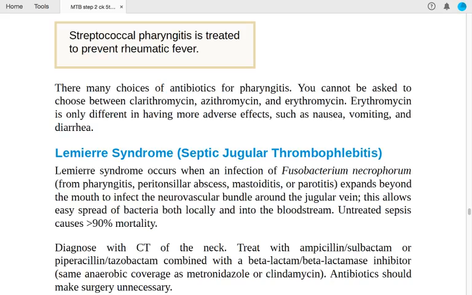There are many choices of antibiotic for pharyngitis. You cannot be asked to choose between clarithromycin and erythromycin. Of course, erythromycin is only different in having more adverse effects such as nausea, vomiting, and diarrhea. So, you're not going to be tested on choosing between antibiotics which we can already use in a patient. Of course you can choose between beta-lactam and non-beta-lactam, but not within the categories of beta-lactam.